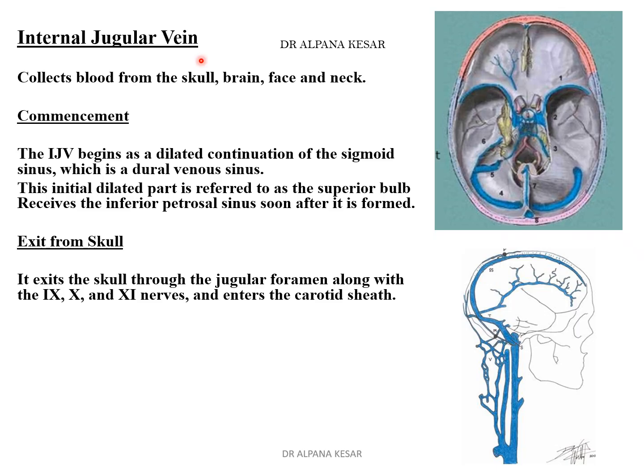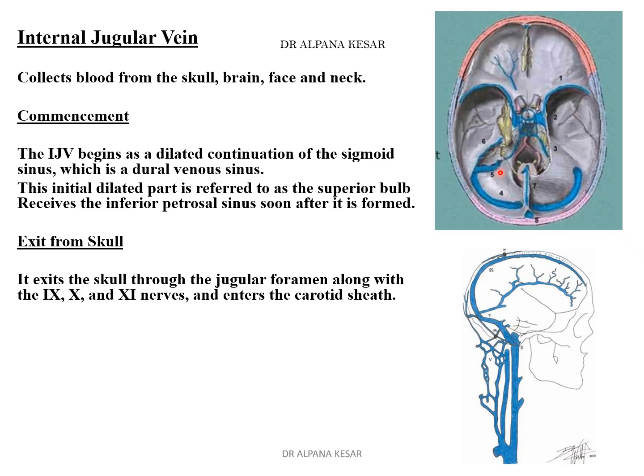Internal jugular vein. This is the internal jugular vein. Internal jugular vein begins here. It begins as a continuation of sigmoid sinus, which is a dural venous sinus. The initial part of the internal jugular vein is dilated, and that is called the superior bulb of internal jugular vein. It is in the superior bulb of the internal jugular vein that it receives the inferior petrosal sinus, which is its first tributary.